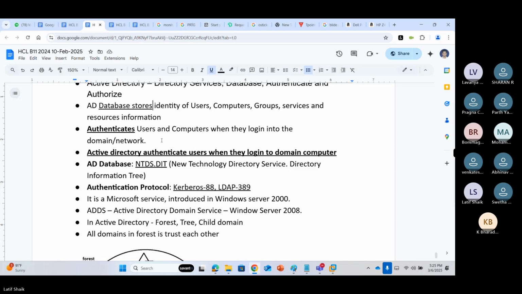Okay, guys, understand. So a straight question, guys: what is Active Directory? A straight technical question.